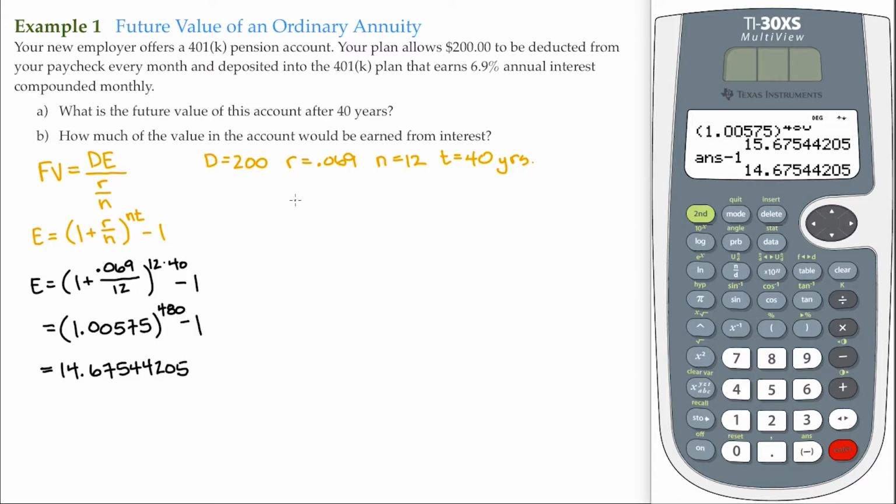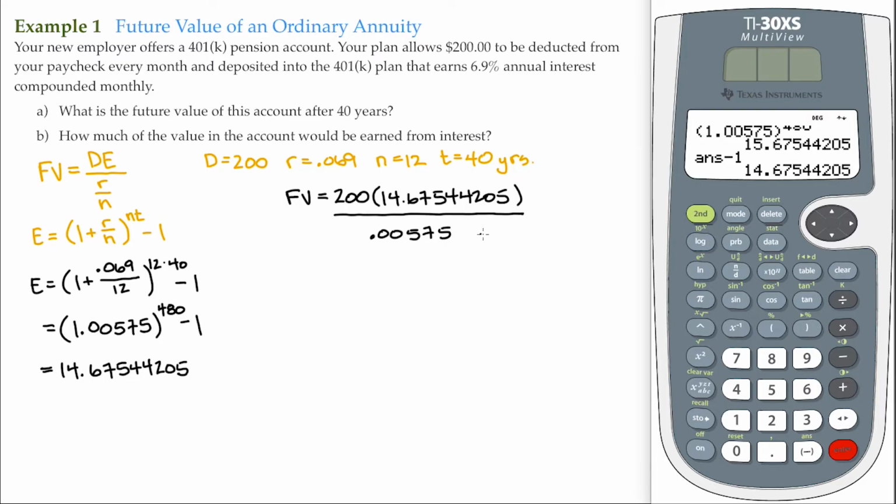So then for the future value, that's the deposit, that's $200, times the effective rate, 14.6754 4205. And then we divide the whole thing by the interest rate divided by the pay periods. And of course, that's right here. And that's what this is right here. 0.00575.